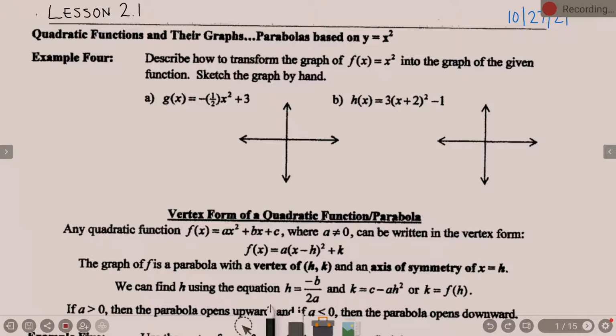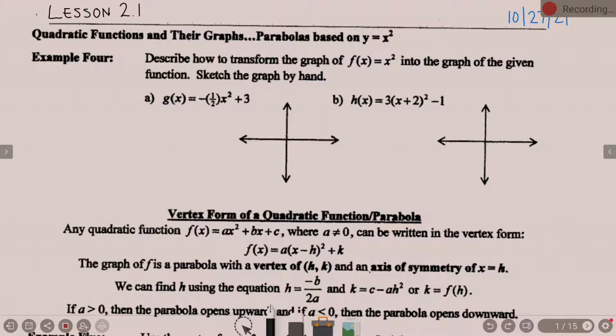Okay, I want to jump right into, hopefully, our last day of lesson 2.1 and talk about quadratic functions. When I say quadratic, I'm talking about equations that have what in there? How do I identify a quadratic function? Has what? A square, right? X to the power of 2. So when we talk about quadratic functions, a parabola is based on y equals x squared. And we're going to do a little bit of everything with these parabolas today.